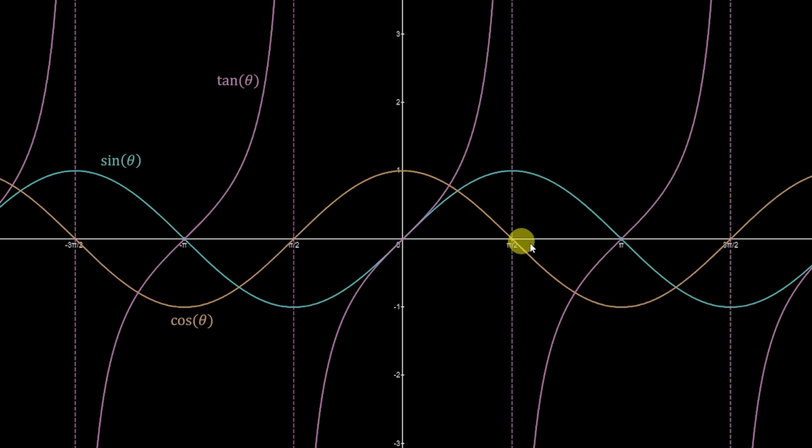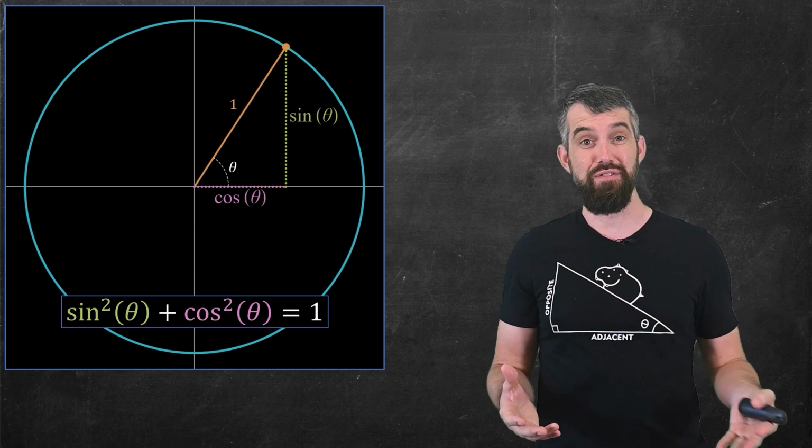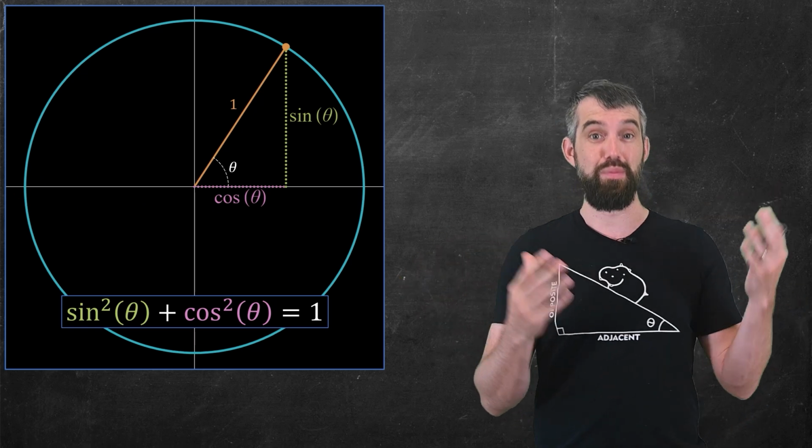Whereas, for example, between pi over 2 and negative pi over 2, my sine is positive, my cosine is negative, so sine divided by cos better be negative, and that's why tangent starts at negative infinity and goes up to 0. You can do the same kind of analysis to come up with the graphs of secant, cosecant, whatever you like.